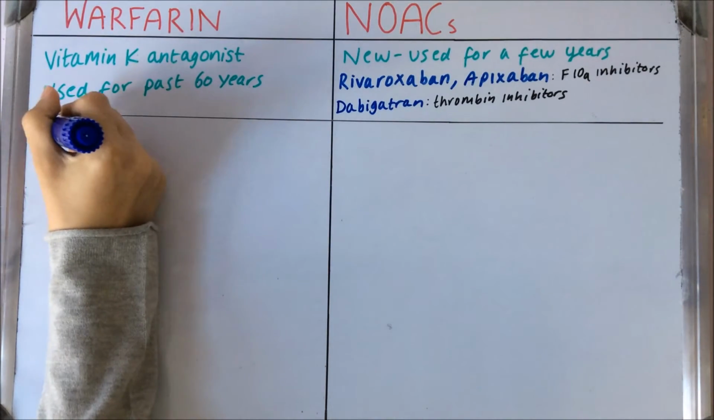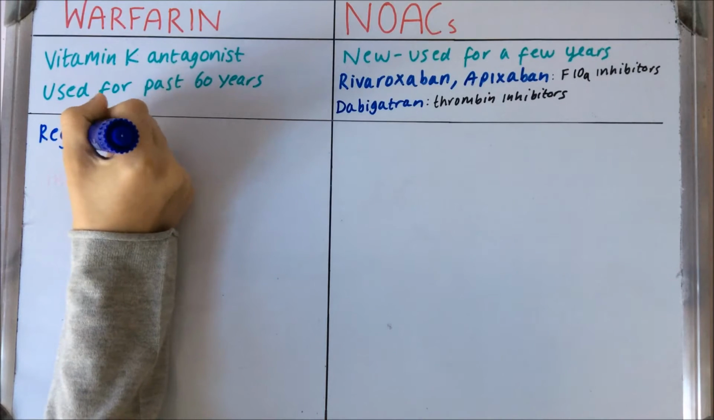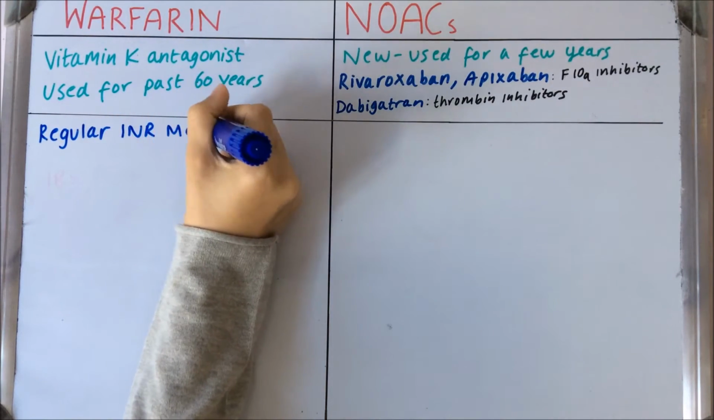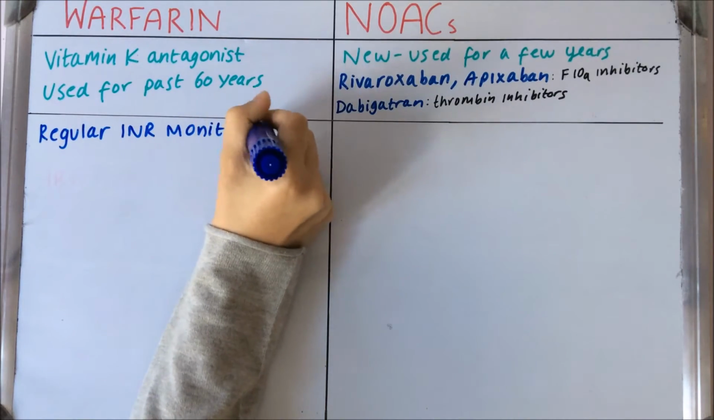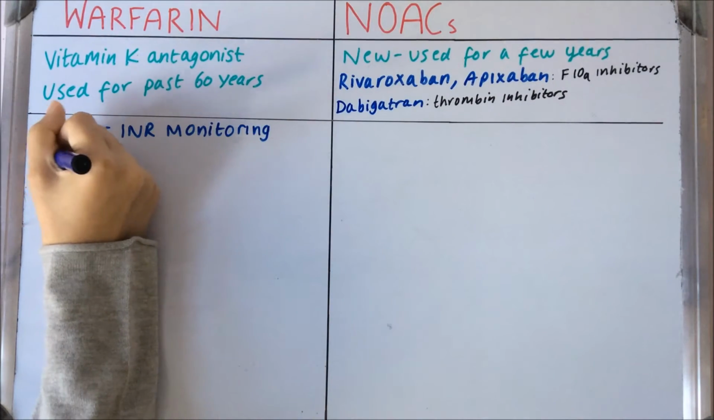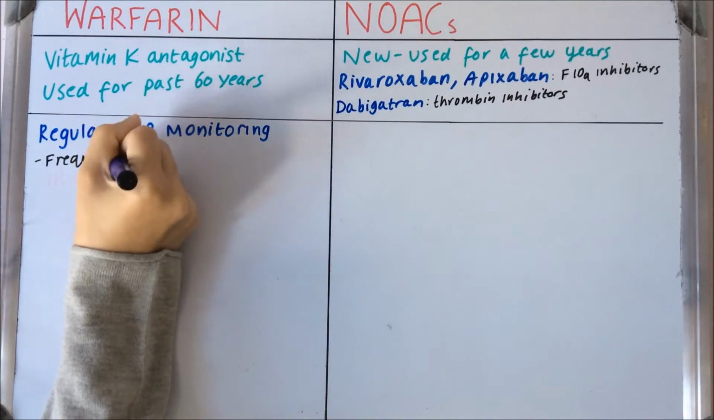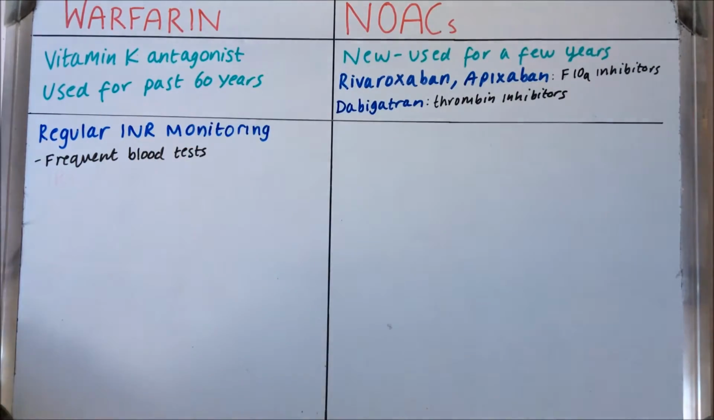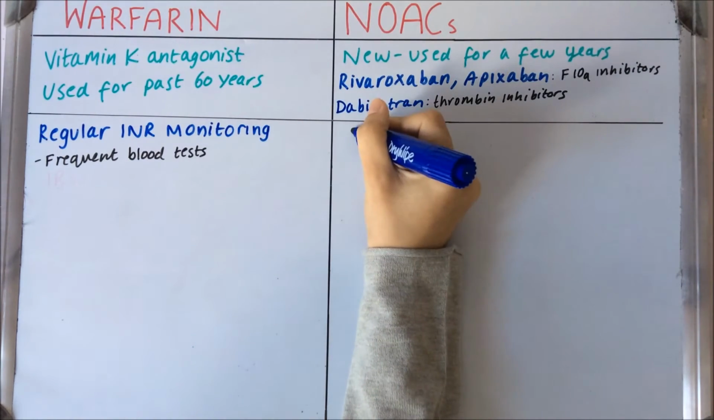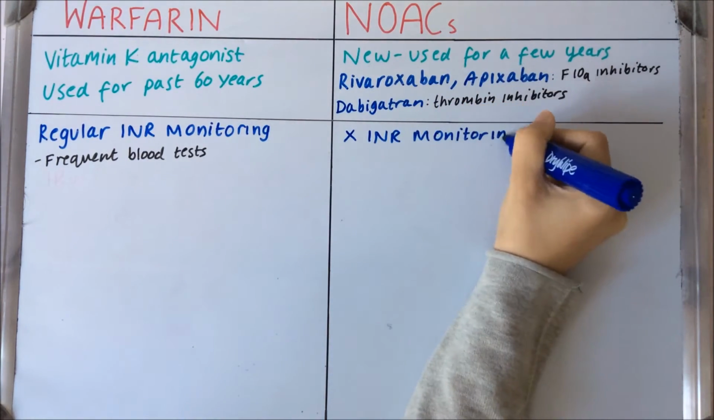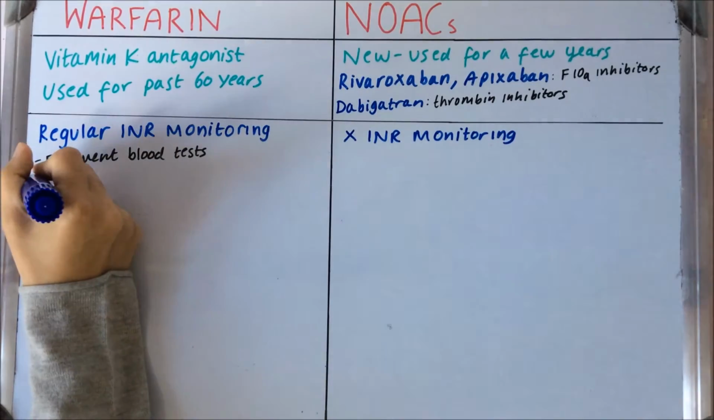Warfarin requires regular INR monitoring. INR stands for International Normalized Ratio. It is a blood test that checks how long it takes for blood to clot. The higher the INR, the longer it will take for the blood to clot, and the higher the risk of bleeding. Regular INR monitoring means that the patients will have frequent blood test appointments, which can be a hassle for the patients, especially the elderly. In contrast, NOACs require no INR monitoring, so this is an advantage of them.